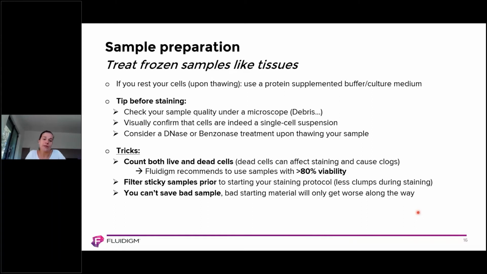If you know that your sample is super sticky, just filter your samples before the staining. It could really help to decrease the clumps after that. And just always keep in mind that if your sample is bad at the beginning, it will be bad at the end. So it's garbage in, garbage out. So yeah, the preparation of your samples is really critical for the results at the end.